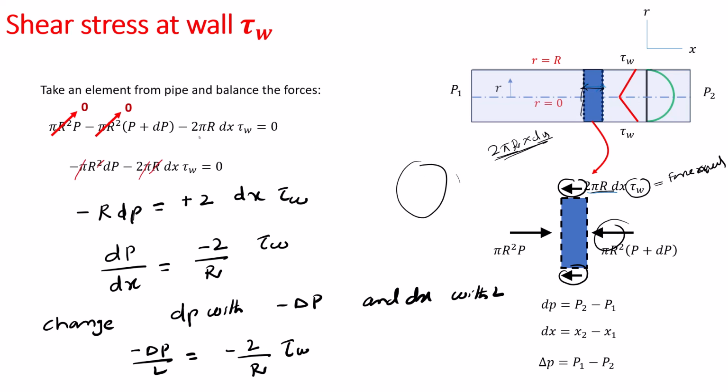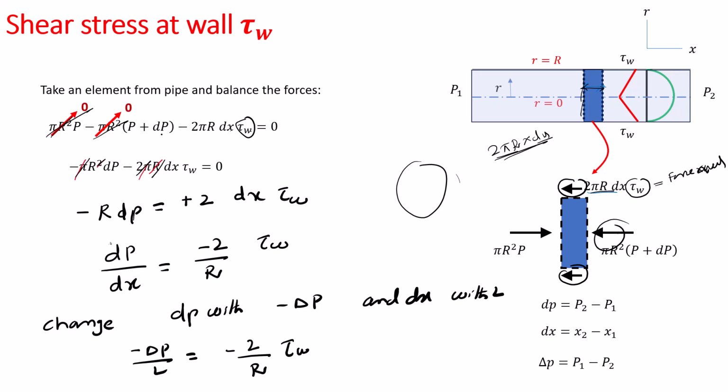Now you can solve this, and you can find that this will be 0 and this will be cancelled out. Okay, so now the remaining is minus pi r square dP minus 2 pi r dx into tau w, the shear stress at the wall. Now we can cancel out the pi and one r from each side. So the remaining values are minus r dP, and moving this to the other side, this will be plus 2 dx into tau w. So I can write dP by dx is equal to minus 2 by r into tau w.